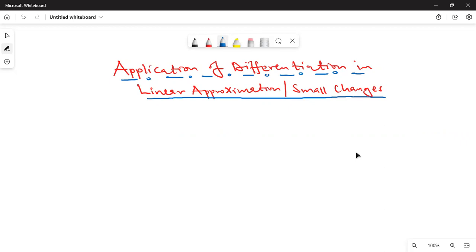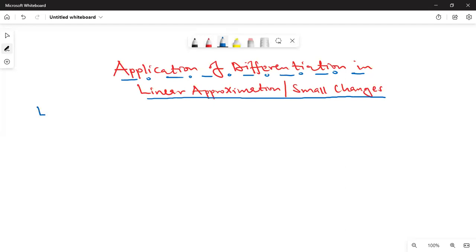Today we are going to look at Calculus 1 and our main topic is on application of differentiation in linear approximation, or what we call small changes. Now we need to understand what we mean by linear approximation.